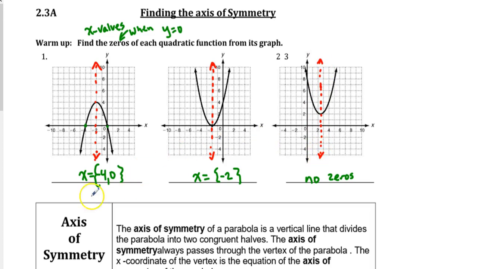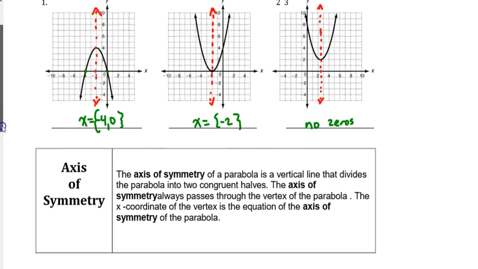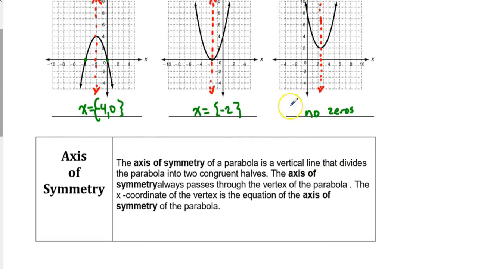Okay, so let's get a definition here. The axis of symmetry is a vertical line, we saw that, that divides the parabola into two congruent, or in other words, equal halves. That's what congruent means. The axis of symmetry always passes through the vertex, right? We can see that here. The lowest point or the highest point, the turning point of the graph. The x-coordinate of the vertex is the equation of the axis of symmetry. Okay, that's what the equation tells us.